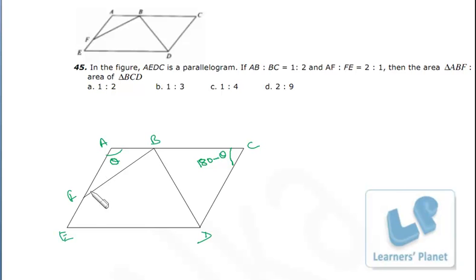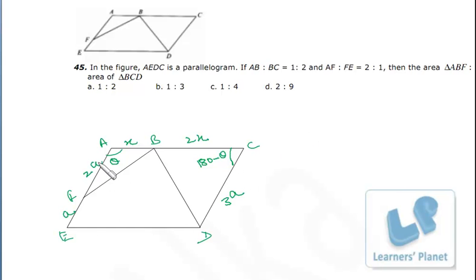Okay, now AF and AB, BC and CD we know, all of them. AB is to BC is 1 is to 2, so if it is x, this is 2x. AF is to FE is 2 is to 1, so if it is 2a, this is a. So AE is 3a, that means CD will also be of 3a. Now the story is very simple. We want the ratio of area of triangle AFB, that is ABF and BCD.